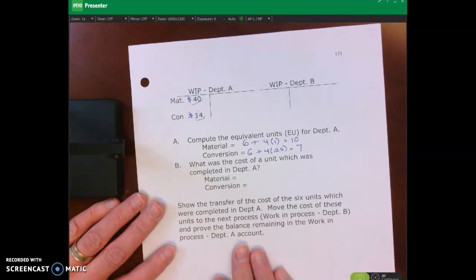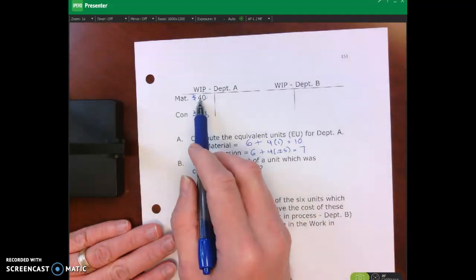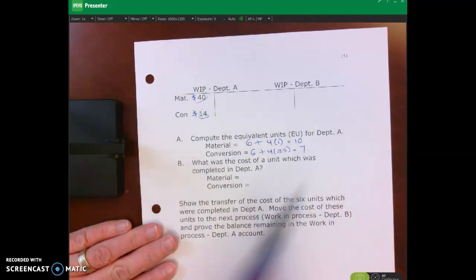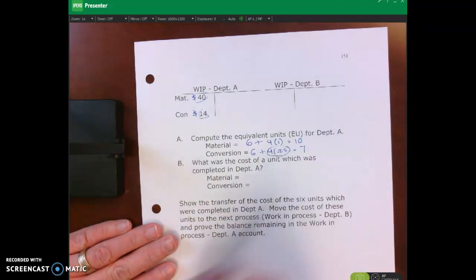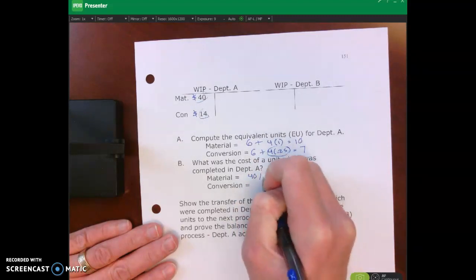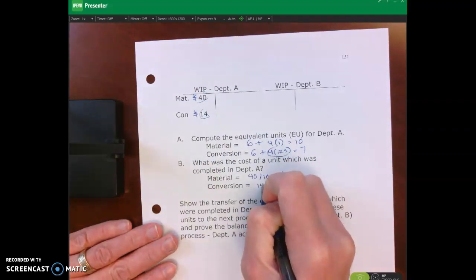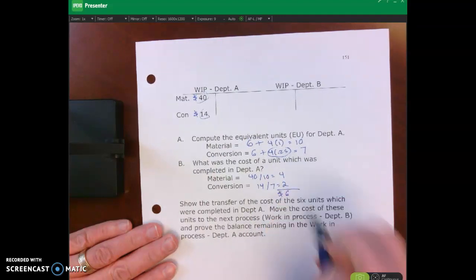Now we can calculate our cost per unit with respect to materials and conversion. How do we do that? Total cost divided by total units, but we have to do it separately for materials and conversion because they were different percent completes, which then results in a different denominator. 40 divided by our 10 gives us our 4. Then the conversion cost of 14 divided by 7 gives us 2. That gives us our cost per unit of $6.